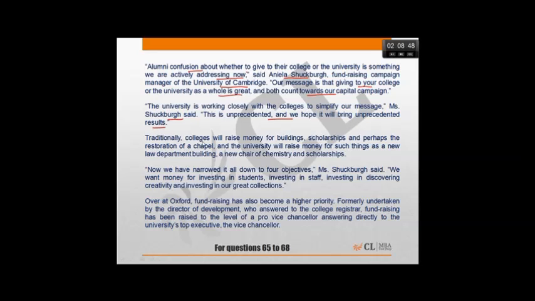Hope. Okay. Traditionally, college will raise money for buildings, scholarships and perhaps restoration of a chapel, and the university will raise money for such things as a new law department building, a new chair of chemistry and scholarships. Now we have narrowed it down to 4 objectives. We want money for investing in students, investing in staff, investing in discovering creativity, and investing in our great collections. Even over at Oxford, fundraising has also become a higher priority, formally undertaken by a director of development who answers to the college registrar. Fundraising has been raised to the level of pro-vice chancellor, answering directly to the university's top executive, the vice chancellor.